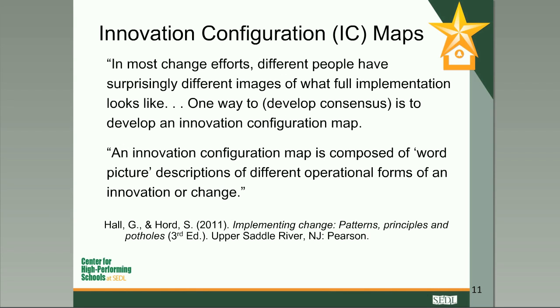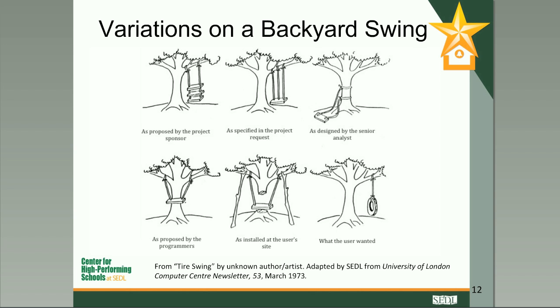Let's begin our exploration of CBAM by defining innovation configuration maps. Gene Hall and Shirley Hord, 2 of the original developers of the concerns-based adoption model, describe an IC map as a word picture that describes the actions or behaviors individuals engage in as they are implementing a new program or practice.